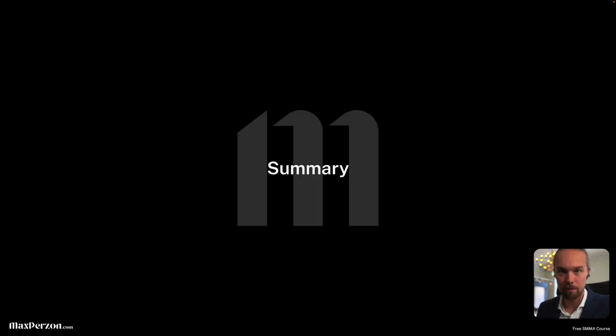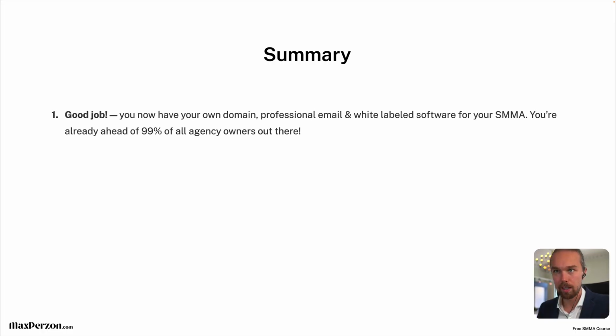So that's basically everything for today's video. Summary, good job, like pat yourself on the back. Now you have your own domain, your professional email, you've white labeled the actual software, High Level, for your social media marketing agency, and you're already ahead of like 99.99% of all agency owners out there. You have your own software, you have your own CRM, your own website, your own funnel. We're going to fix more stuff as we go into the coming videos as well.